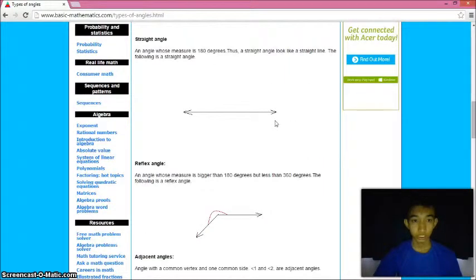Okay, next one, straight angle. A straight angle is an angle whose measure is 180 degrees. Thus, a straight angle looks like a straight line. A straight angle and a straight line are the same, but the straight angle has 180 degrees. So the angle is 180 degrees. So this is a straight angle.